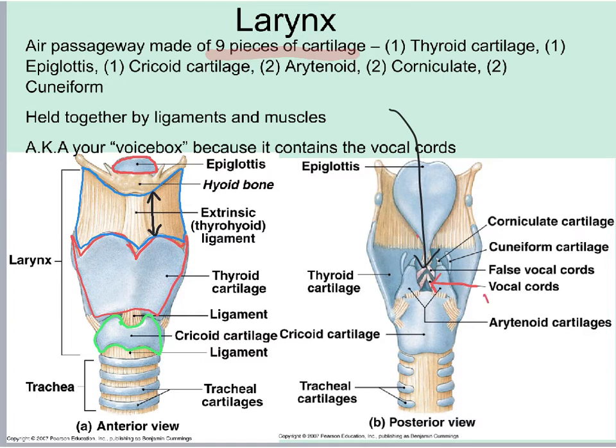The true vocal cords are this pair that are down here inferiorly. Those are the ones that vibrate as air passes through, creating sound. The false vocal cords are superior to the true vocal cords. And what they do is they're just in a position to protect the true vocal cords. They don't actually vibrate and help us to create sound.